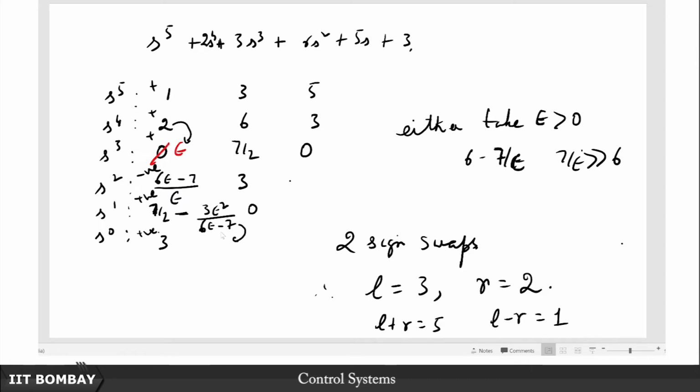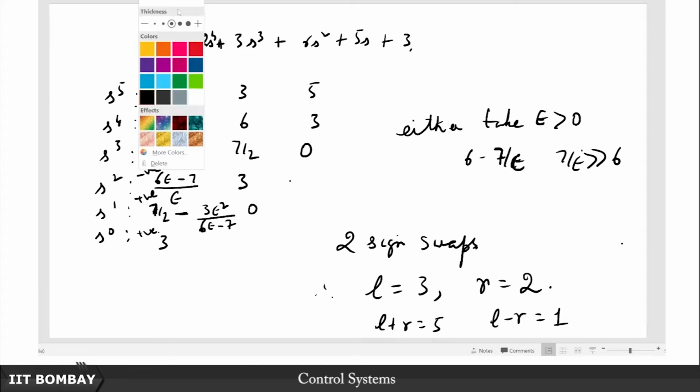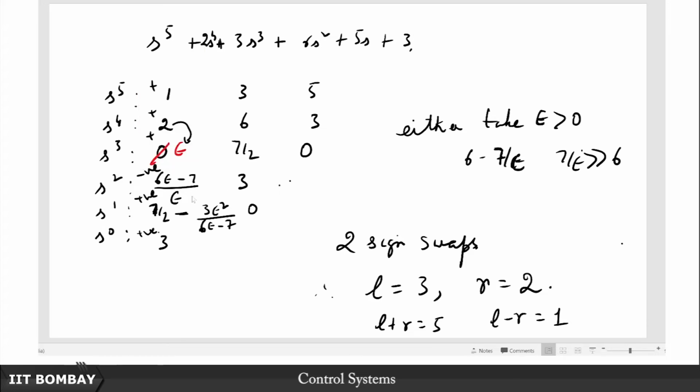So what I am trying to highlight here is that whether you take epsilon positive or negative, it would not matter, yeah, so long as you take epsilon to be a small number magnitude wise, you will still have the same number of sign swaps. So if you take epsilon to be slightly negative, then the second sign swap would have occurred here. So you would still have had two sign swaps even with a negative value of epsilon, yeah, it would not matter.